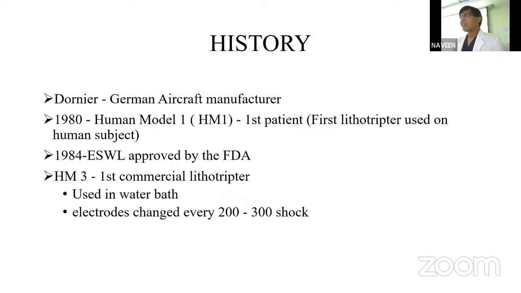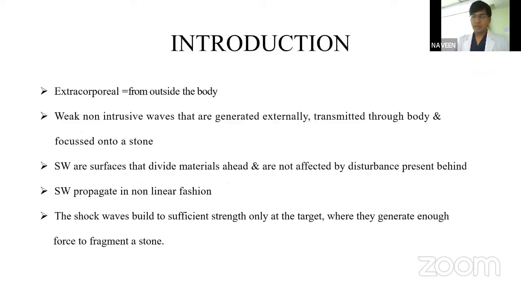Now come to the history of the shock wave. We have heard many times about Dornier. Dornier was actually a German aircraft manufacturer. In 1980, they used the first lithotripter on a human subject, known as HM1, Human Model 1. In 1984, ESWL was approved by the FDA for the treatment of stone disease, and the first commercially available lithotripter was HM3.